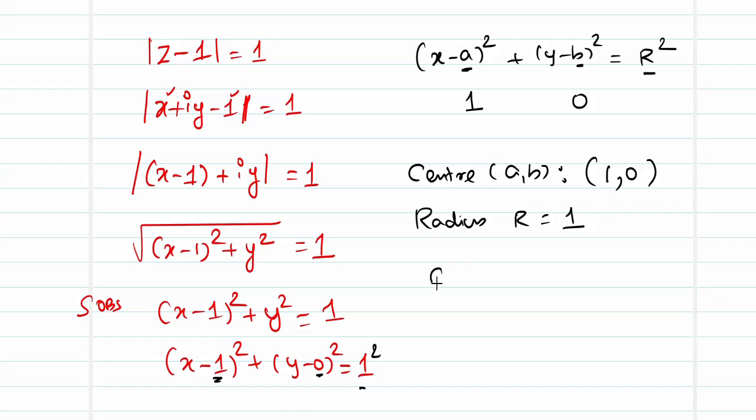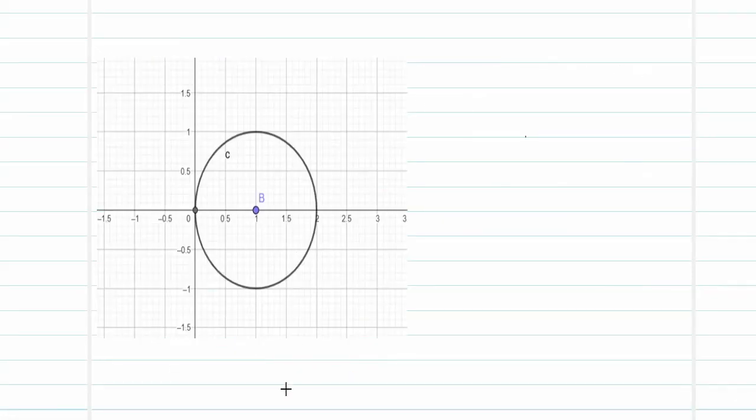So what I need is a circle with center 1 comma 0 and radius equal to 1 unit. Now let us try plotting it. This is going to be my circle with center 1 comma 0 and radius 1 unit. 1 unit from 1 will make it 2, and over here to the left will make it 0. So you are going to draw this circle.